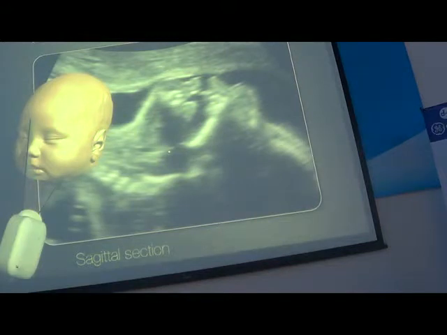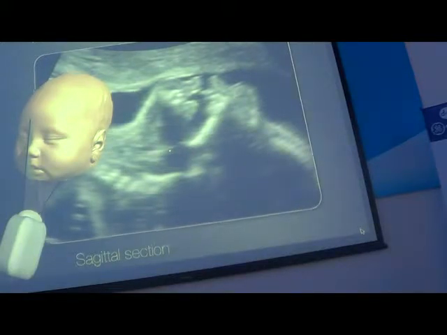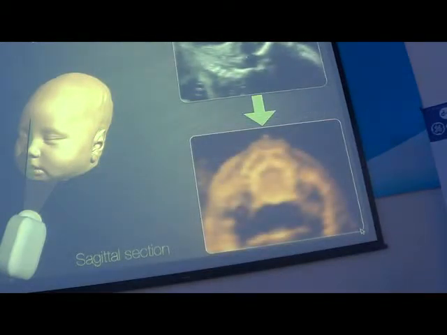That means you have to put the probe in this position. But it's quite difficult because you have to move the head of the baby. You can do it in the second trimester, but not in the third trimester. And from here, you can obtain this kind of view of the complete hard palate.